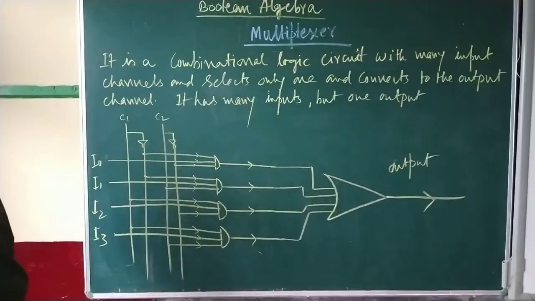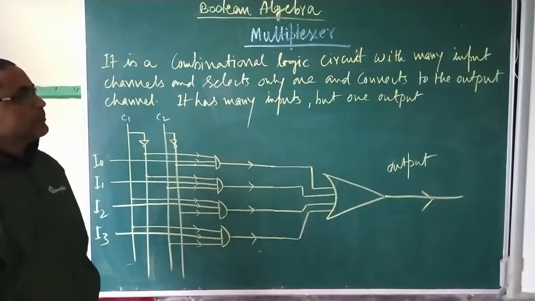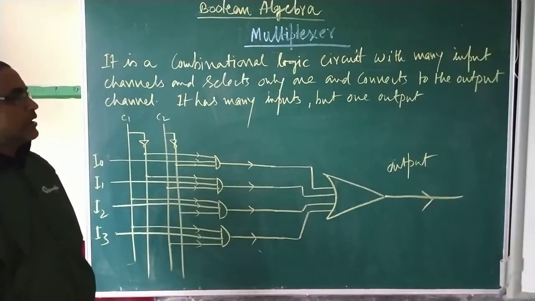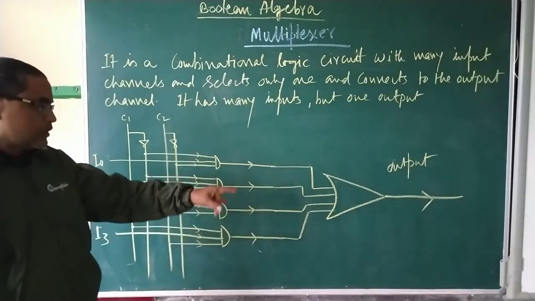So this is a multiplexer. First we have to know what a multiplexer is, and from multiplexer and then decoder, it comes closer by just a little bit of modification that we are making slowly. A multiplexer is a combinational logic circuit with many input channels that selects only one channel to the output channel. It has many inputs but one output.